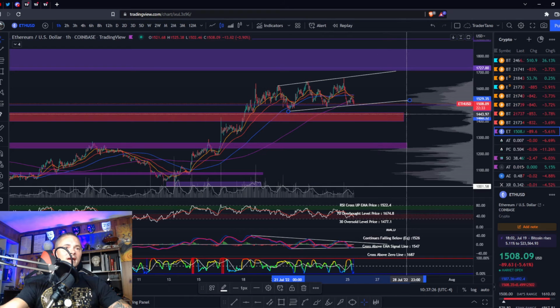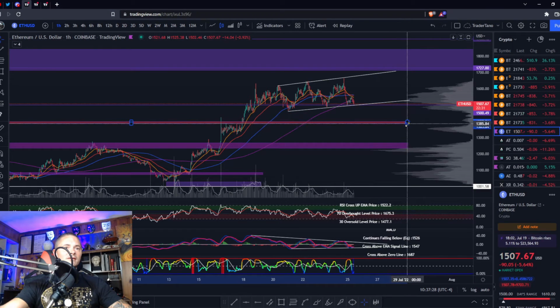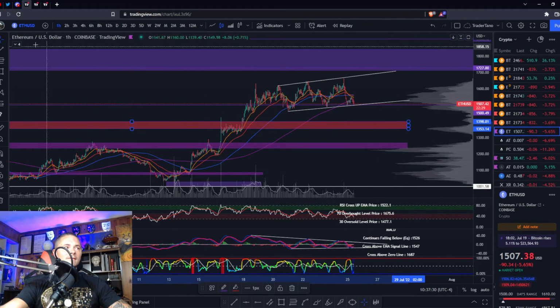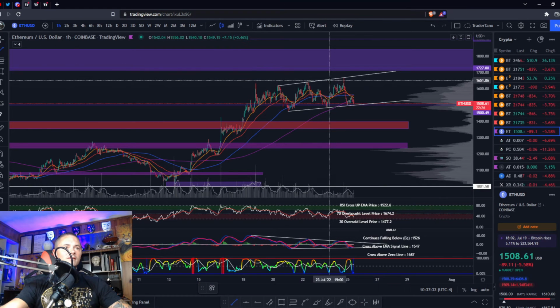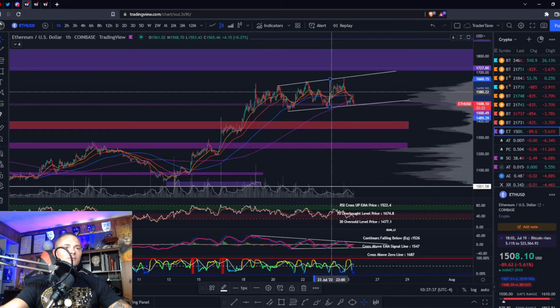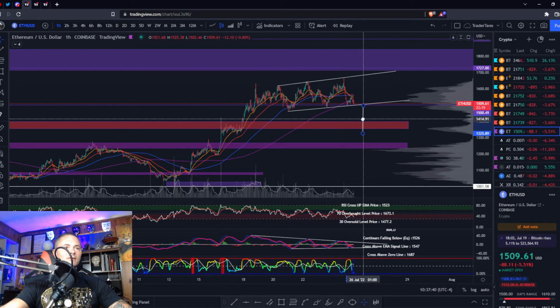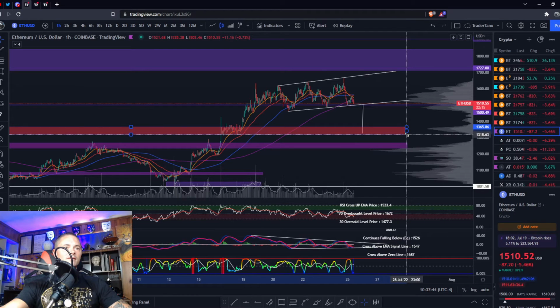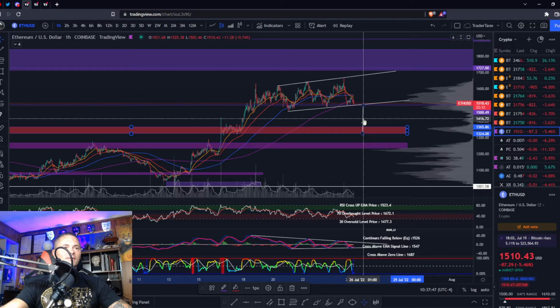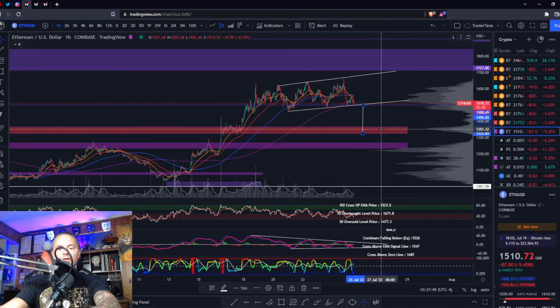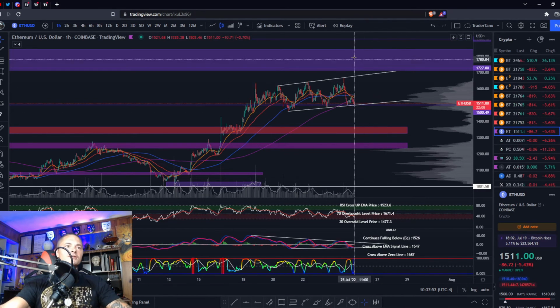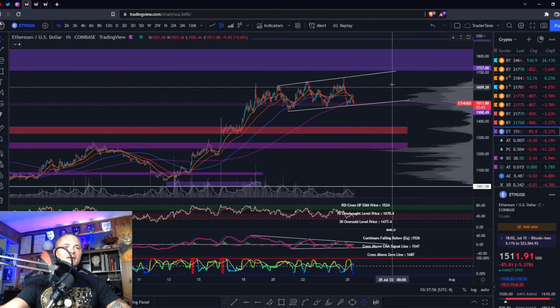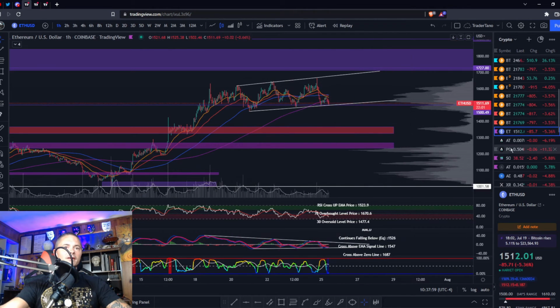And if we do break that, I actually think we come down to here. Let's see if that measured move would come down. Now, we can always break the top of this channel. Actually, we're going to move it down even more to right there. That's the new level I'm looking at, 1350. So it's either 1350 or 1780, possibly even 1800, is what I'm looking at for Ethereum. Let's move on to Solana.